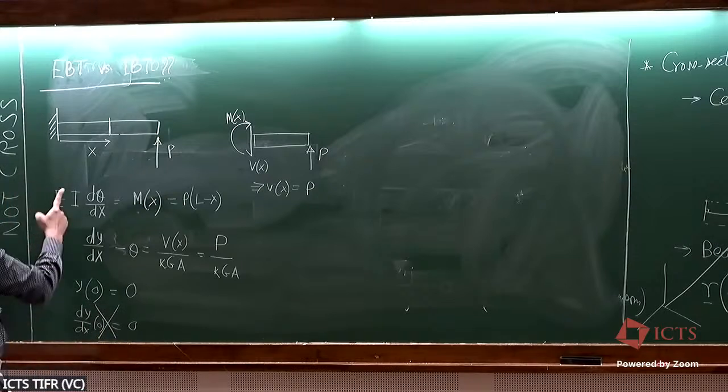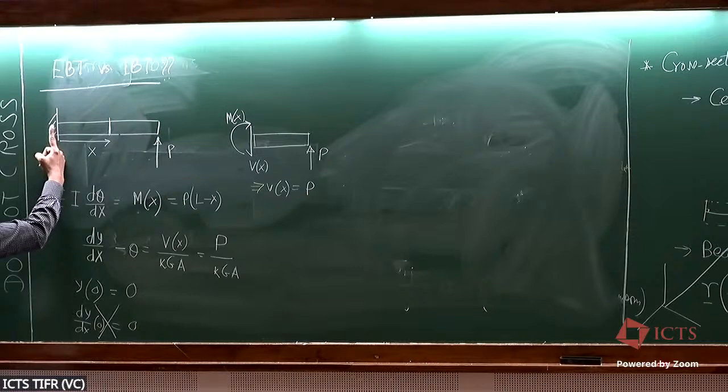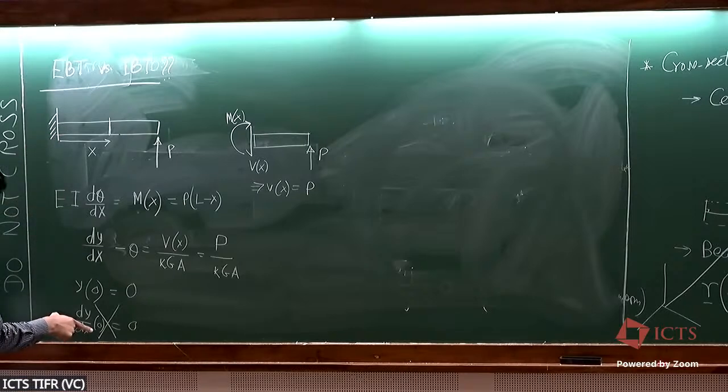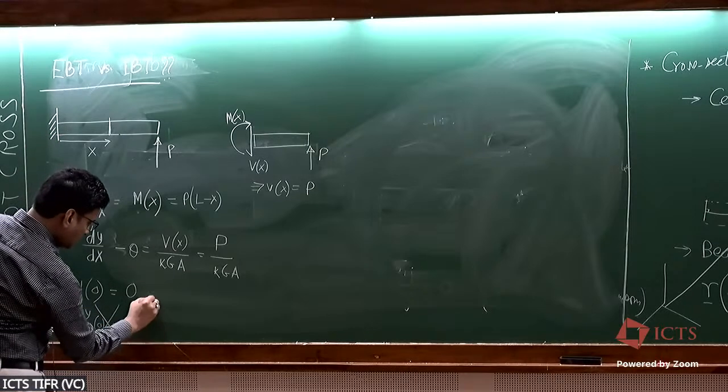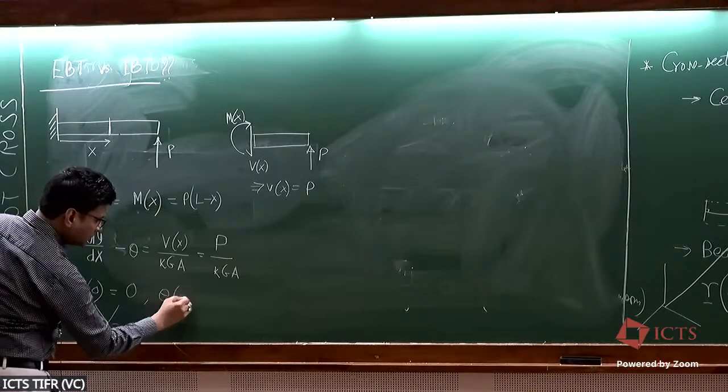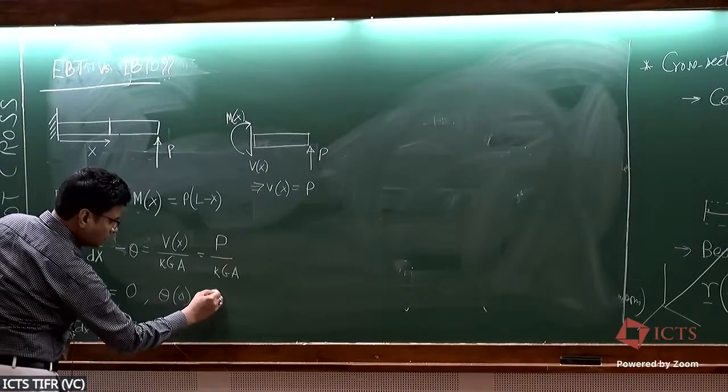You have to look at the physics. The cross-section is built in, so the cross-section is not allowed to rotate here. And that's coming through theta. dy by dx is the center line tangent. That is not fixed here, because of shear, it need not be aligned with the cross-section normal. So this is a wrong boundary condition. The true boundary condition in this case is theta of 0 equal to 0.